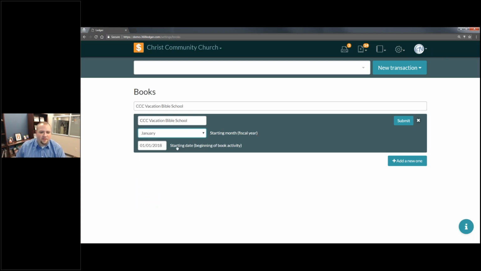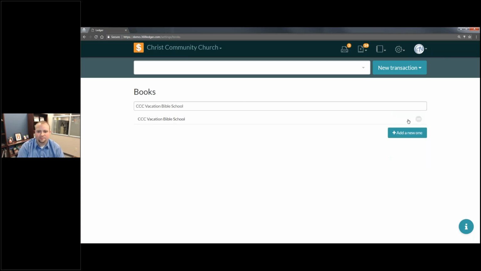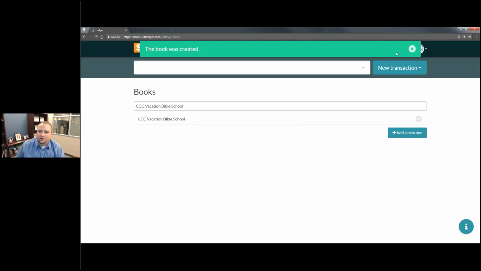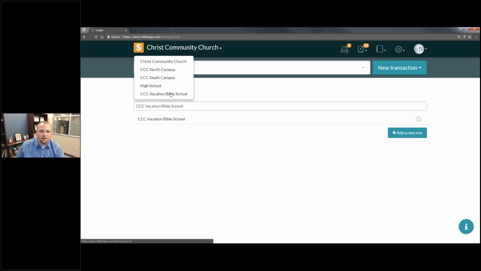So that's the starting month, and the starting date is the beginning of book activities. The starting month is just starting your fiscal year, but the starting date may be the date that you started using Ledger. So there we go. We'll go ahead and submit that. All right, that book was created, and now we're going to go up here, and there's CCC Vacation Bible School.